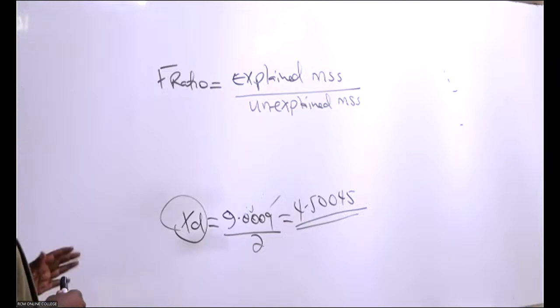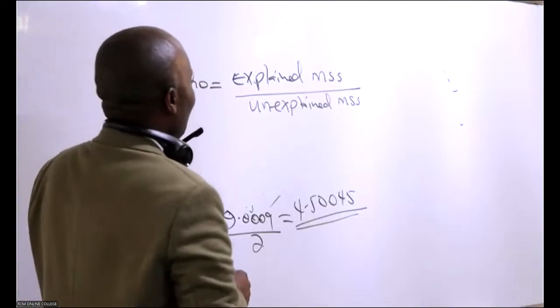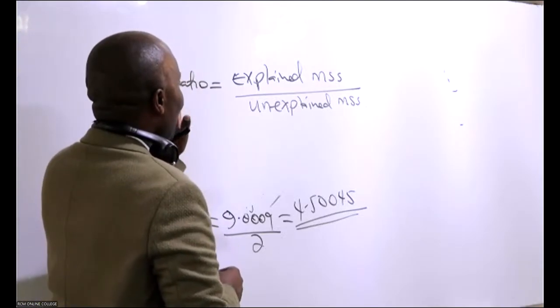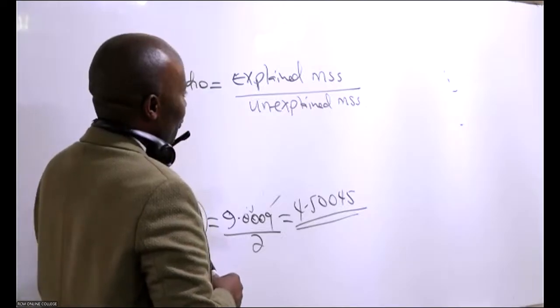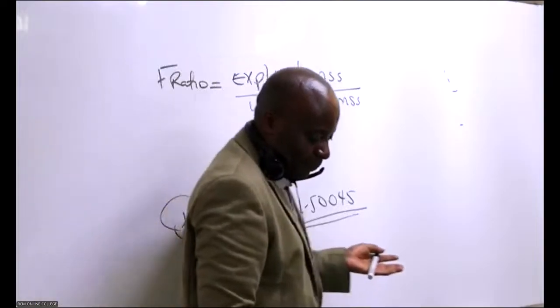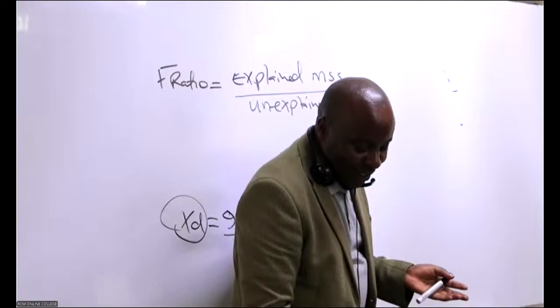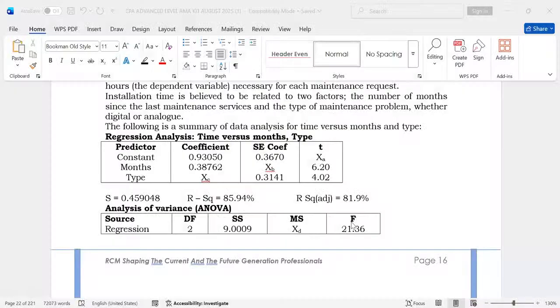So the very first thing that we need to do is to come and compute this F ratio itself. Let's compute the F ratio. We assume that the F ratio given there doesn't exist, and then we look for it. These are very good questions she has asked.